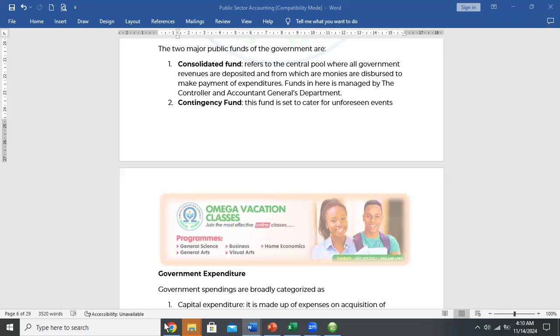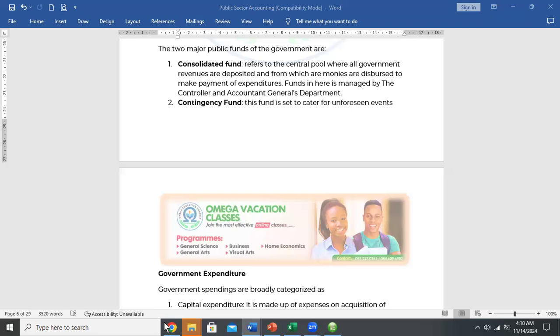So some monies are set aside by the government to take care of some of these things. Even COVID was not planned, it just happened. So we had to enter into some of the contingency fund to support the citizens, right?